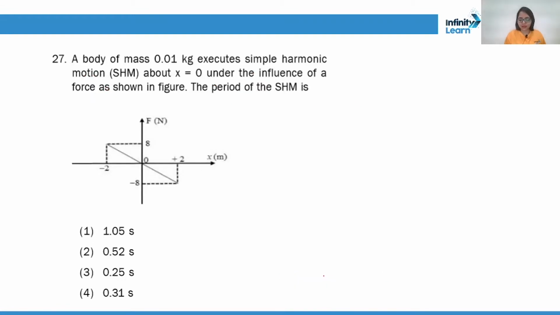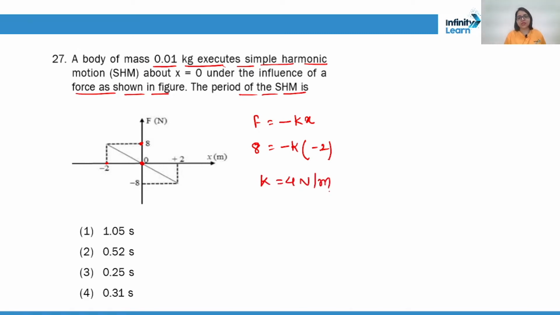Question number 27. A body of mass 0.01 kilogram executes simple harmonic motion about x equals 0 under the influence of a force as shown in the figure. The period of SHM is? So the force is varying like this. When the force is 8 newton, x is minus 2. So F equals minus kx. So for this position, you can write 8 equals minus k, x is minus 2. So k will be 4 newton per meter.